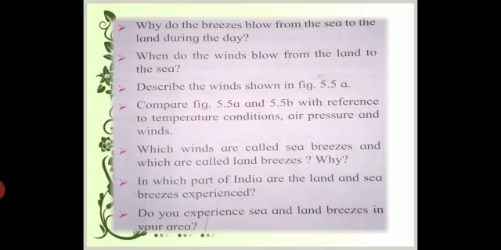Next is, in which part of India are the land and sea breezes experienced? Children, wherever there are beaches, that is all coastal areas, experience this type of breezes. One of the coastal cities in India is Mumbai, where this is felt daily.